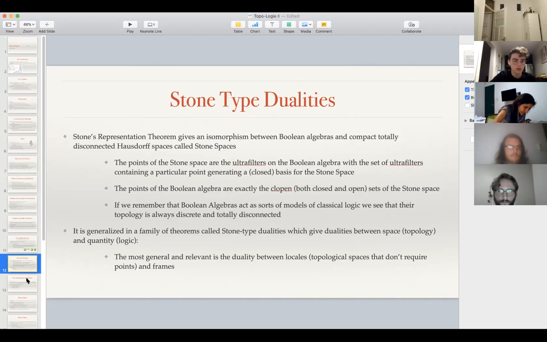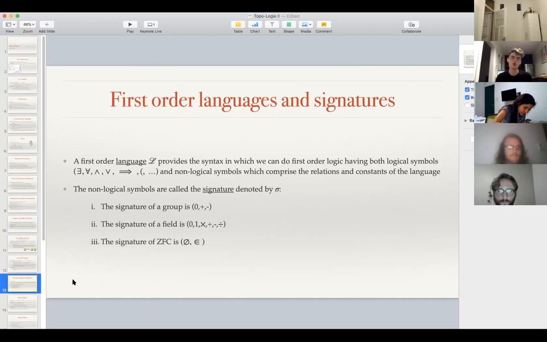First, we're going to talk about first-order languages and signatures. A first-order language in general is the syntax we use to write down logic. It has logical symbols, which are things like there exists, for all, conjunction, implication, parentheses, punctuation, and also variables. Then there are non-logical symbols, which are extra structure and ultimately what the stuff of the language is comprised of. The signature is just all of these non-logical symbols.